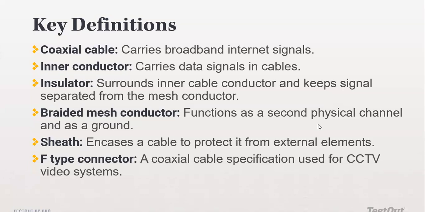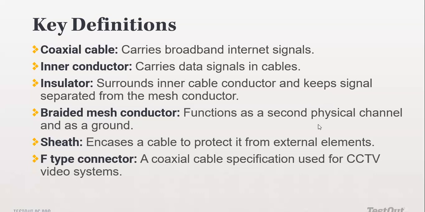Okay. So the braided mesh, we just said it functions as a second physical channel and as a ground, right? So it doesn't just serve the purpose of a secondary conductor, but also as a grounding cable, because within coaxial cables we have just a single inner conductor. I don't know if you have ever seen the cables that connect to the back of your TV, but there is just one single conductor inside.